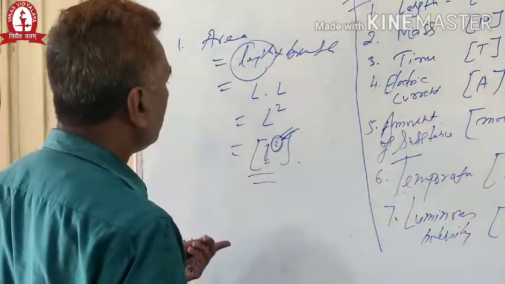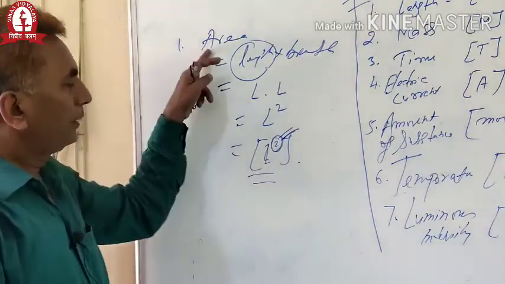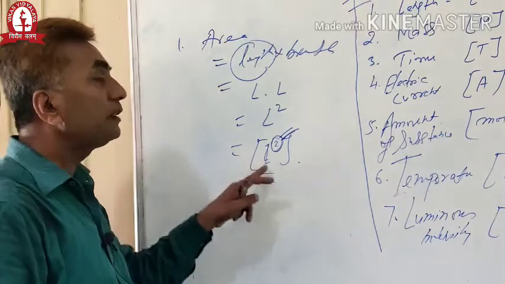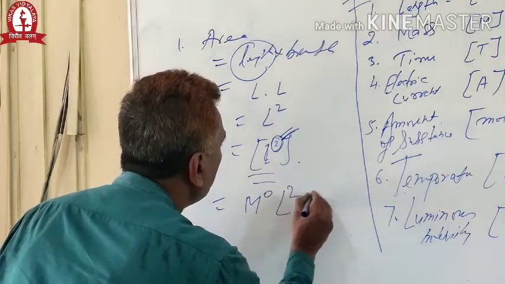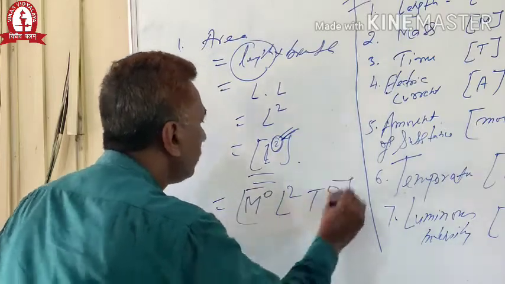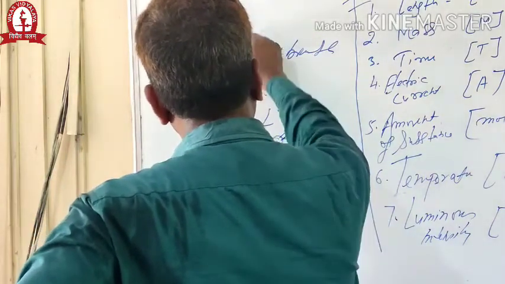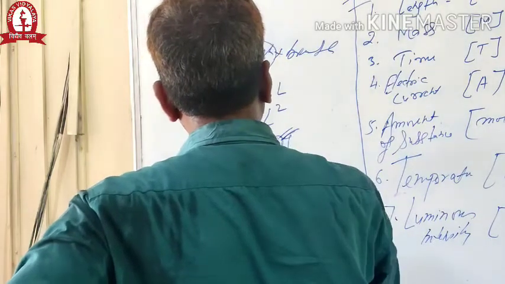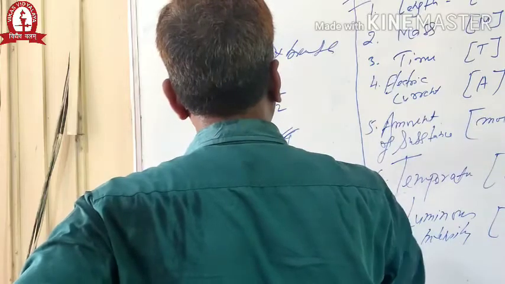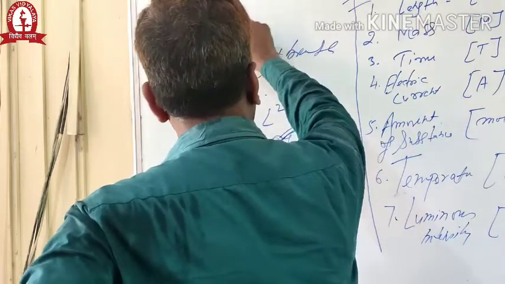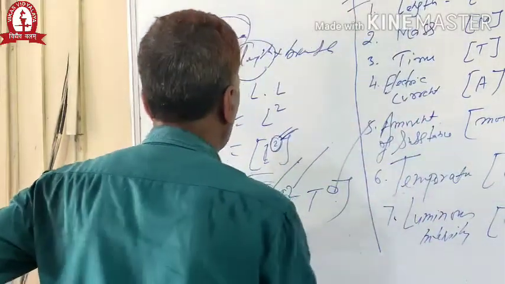What about the mass and time? For mass, in total I can write like this: M0 L2 T0, right? So I will say in terms of mass, the dimension of area is 0. The dimension of area in terms of length is 2. The dimension of area in terms of time is 0. These are the dimensions, right? Okay, note down please.